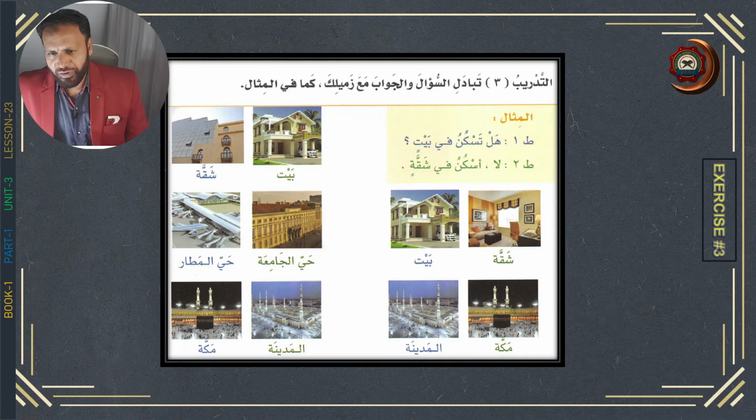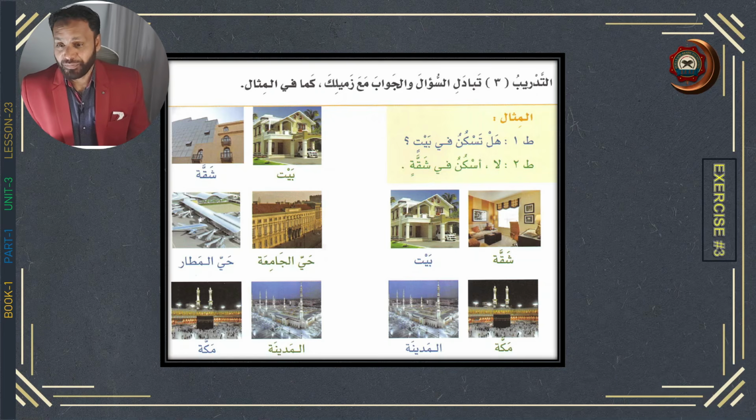Tabadal as-su'al wa jawab ma'a zamilika. Okay, exchange the question and answer with your mate as shown in the example. In the example they have shown 2 photos, one is bayt, the other is shakka, and they are using these words to create 2 sentences. So it says al-mithal, example: hal taskunu fi baytin, and here it says la askunu fi shakkatin. Here he is using the pattern of Brother Mustafa. You don't say naam, you say la, and when you say la, you also have to provide the justification. Why are you saying no, and why the answer is in the negative.